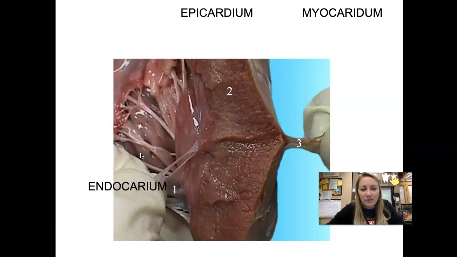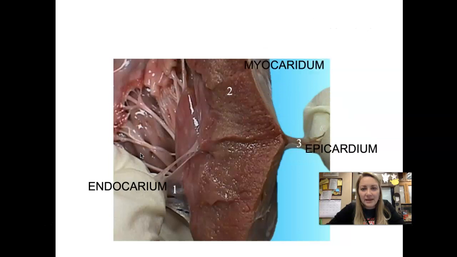Okay, so labeling the three parts again. We have the endocardium on the inside, we have the epicardium on the outside, and then the myocardium is that nice, thick, juicy part of the heart.